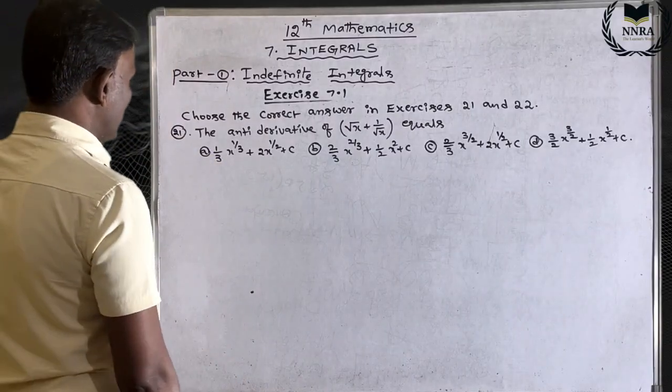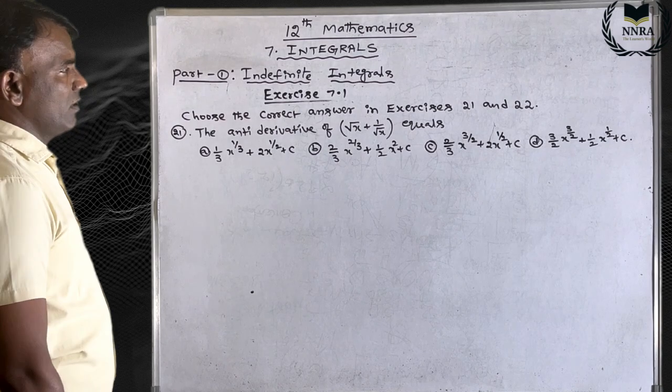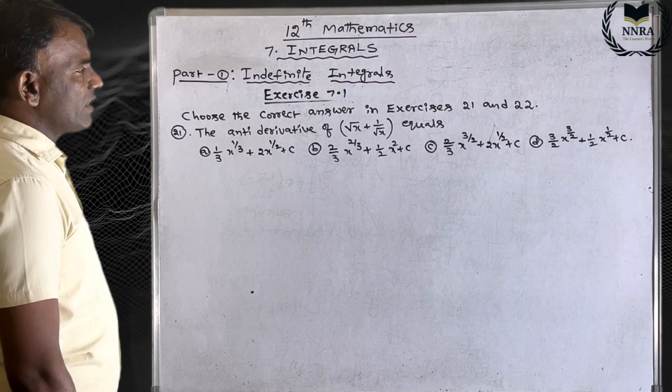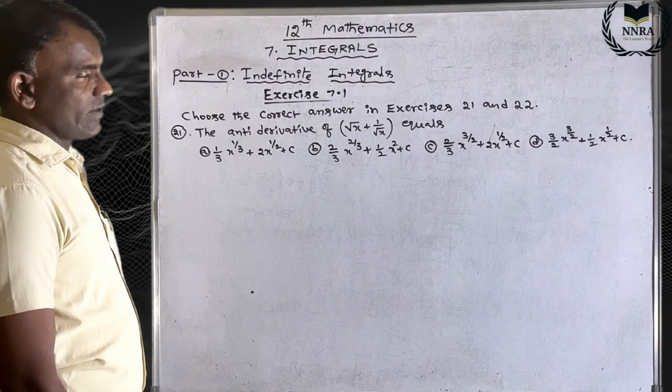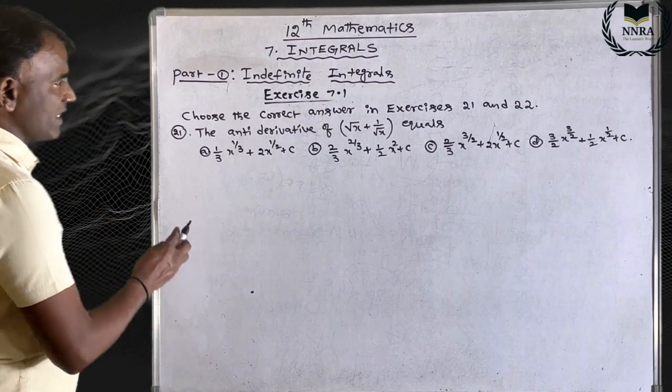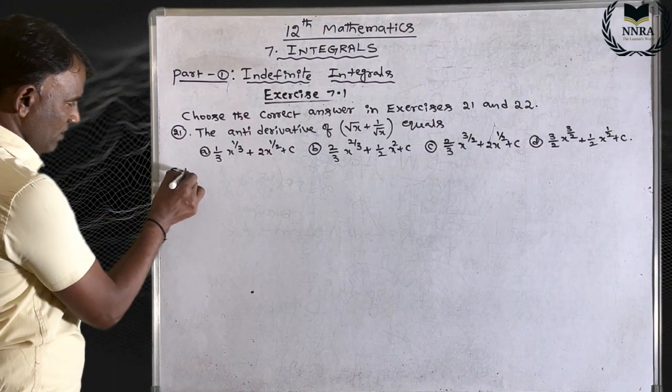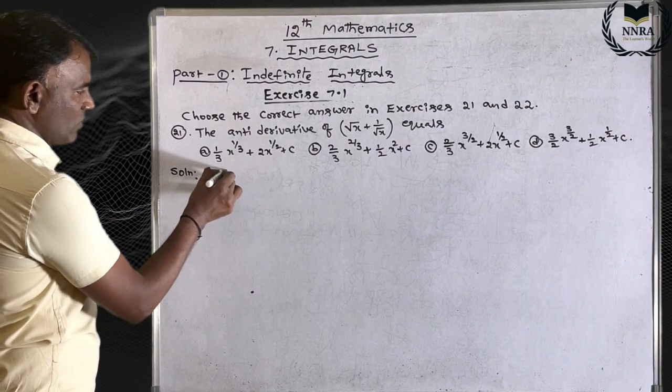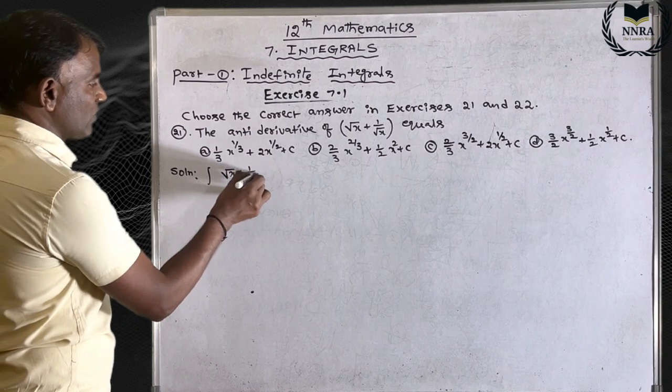Okay, now question number 21. This is an MCQ. The antiderivative of root x plus 1 by root x equals. Antiderivative is nothing but integration, right? So how to write it? Integral of root x plus 1 by root x into dx.